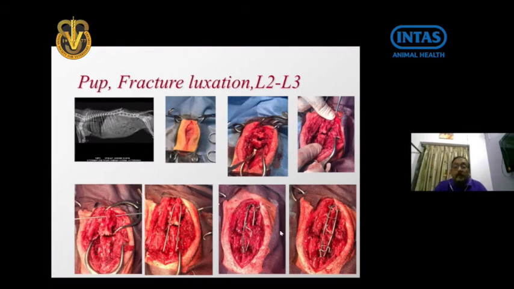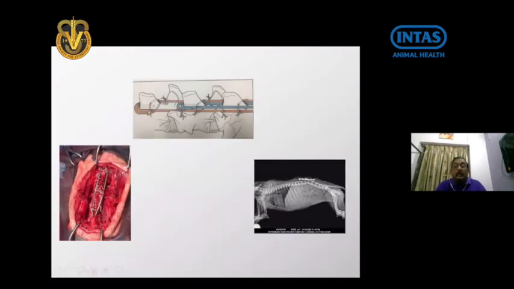Then what I tried to do first is to simply put a little figure of 8 wire to stabilize the fracture site. Once I had done that, what I try to do is to make drill holes in the available spinous process and attach it to the wire, as you see in the picture here.